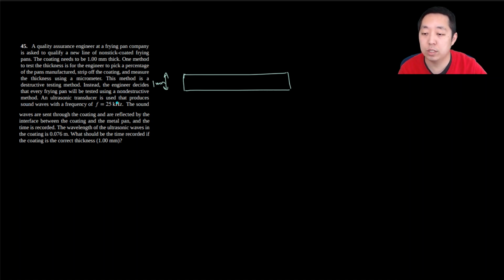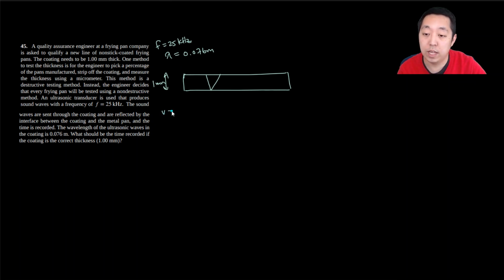An ultrasonic transducer is used to produce sound waves with a frequency of 25 kilohertz. The sound waves are sent through the coating and reflected back at the interface of the coating and the metal pan, and the time is recorded. So we send a wave, it goes down, and it comes back, right? The wavelength of the ultrasonic waves is 0.076 meters. What should the time recorded be if the coating is the correct dimension?